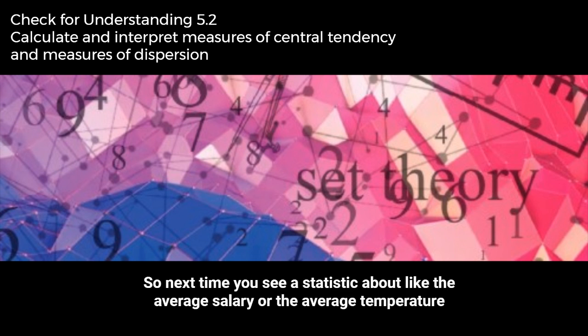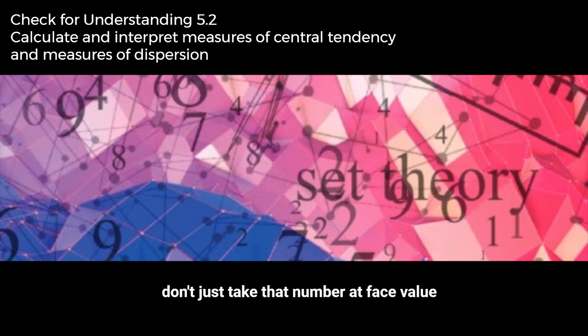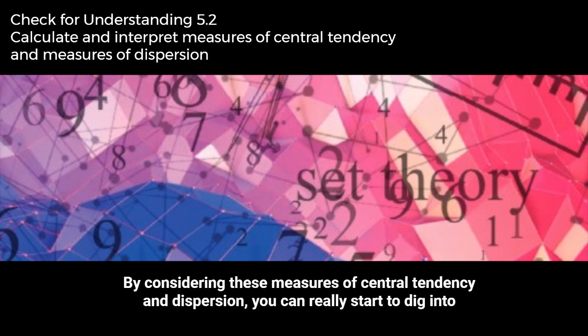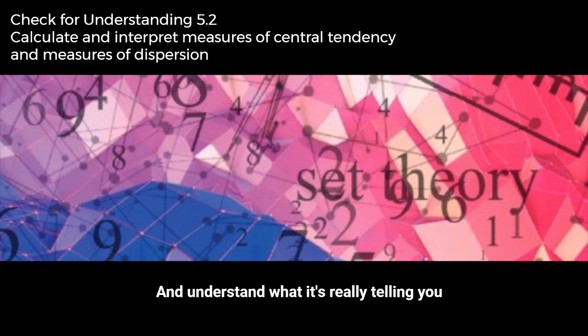Exactly. So next time you see a statistic about like the average salary or the average temperature, don't just take that number at face value. Think about what kind of average it is. Could it be skewed by outliers? How much variation is there around that average? By considering these measures of central tendency and dispersion, you can really start to dig into the data and understand what it's really telling you.